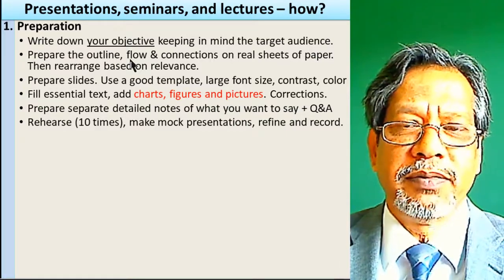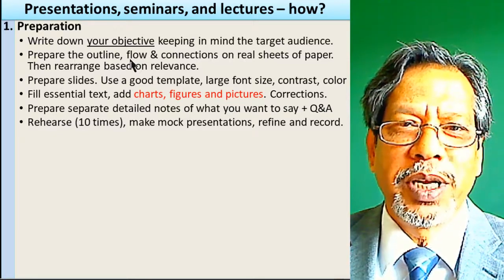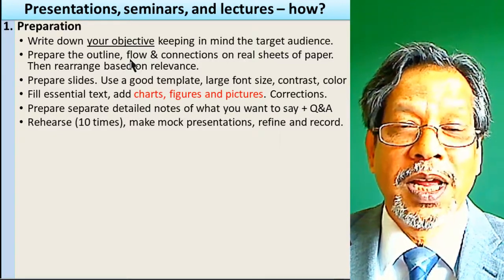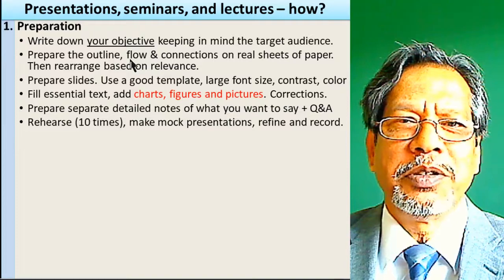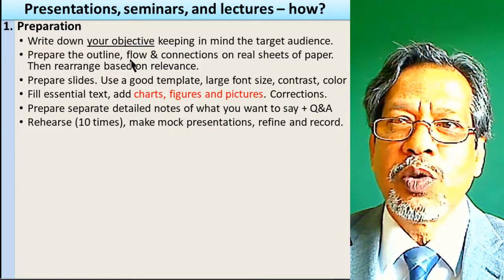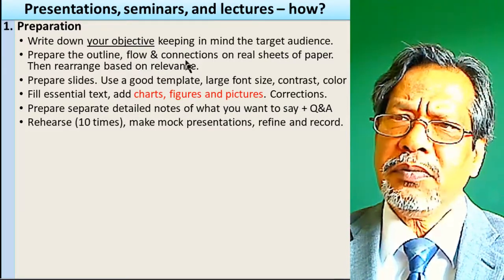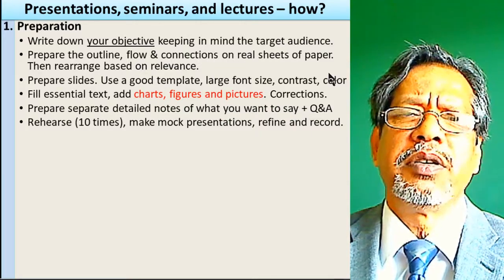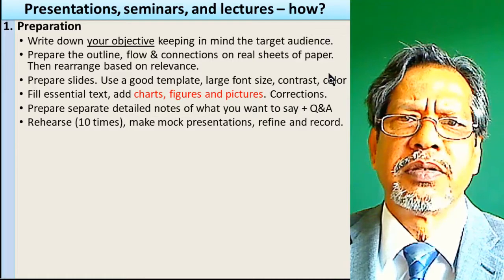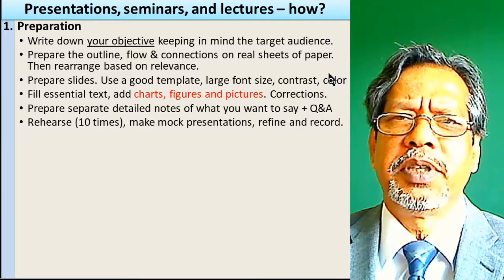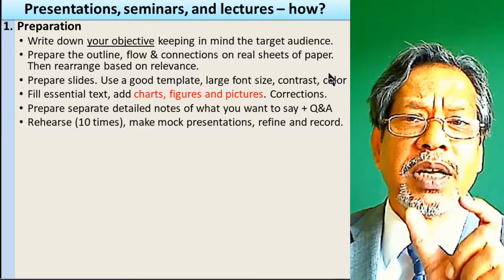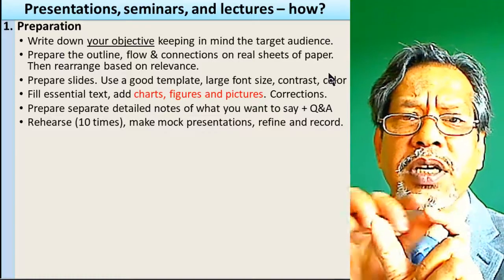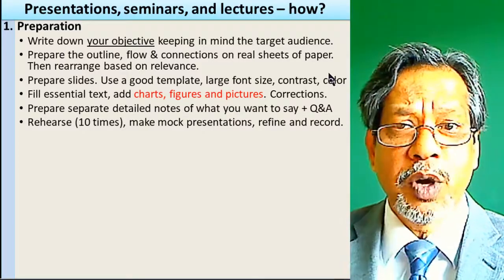Outline, as I said: what goes in the beginning part? How do you start? The details of what you are going to talk about and how you're going to end, that outline and the flow, and connections, on real sheets of paper. Write it down, not on computer, on real pages. Write down with pencil because you have to rearrange that. Maybe make little pieces with little notes. And then rearrange the flow, all right?